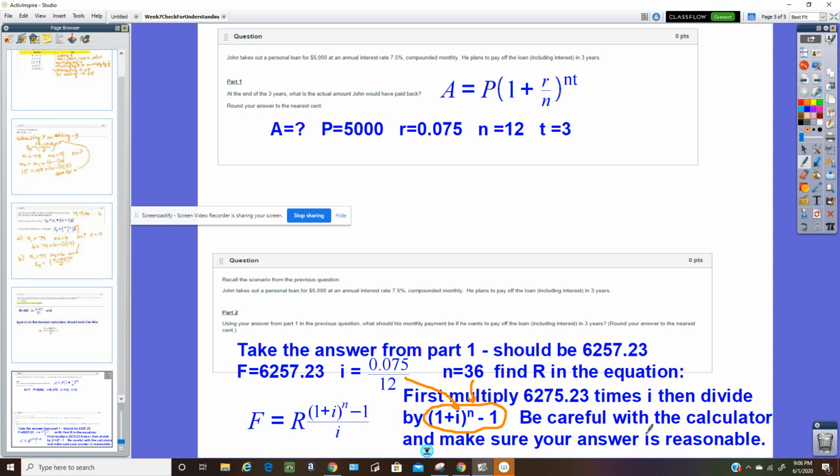Be careful with the calculator. Make sure your answer is reasonable. If you get something that's more than this, that's definitely not reasonable. You should get a reasonable monthly payment on a $5,000 loan. So just to clue you in, the answer that you should get for this second part there is somewhere between $100 and $200.